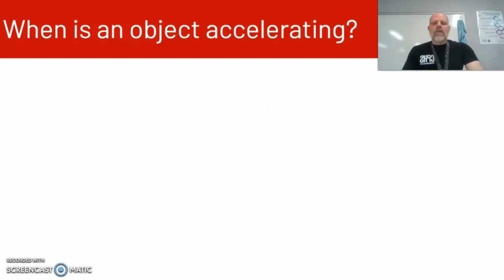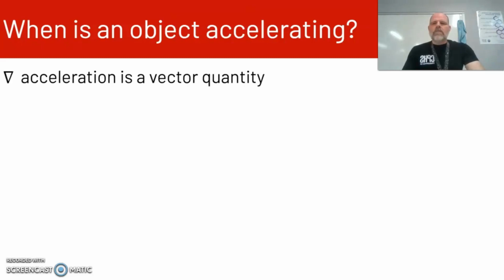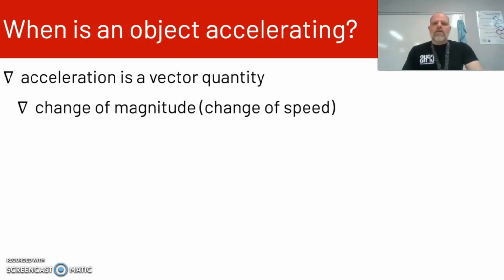So how do we know when an object is accelerating? Acceleration is a vector quantity, which means that it has both magnitude and direction. So the magnitude of the velocity can change, which is a change in speed, or the object can change direction. Either of those two things can happen. The object can speed up, or it can slow down, or it can change direction. If any of those conditions are taking place, then the object is accelerating.